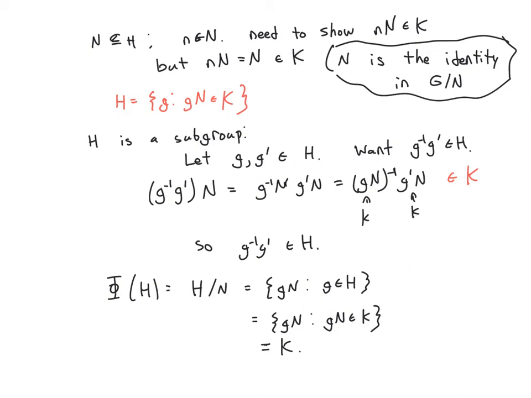So what is phi of H? It's H mod N. What is that? Well, those are those cosets Gn, where G was an element in H. So those are those cosets where what's this definition? Well, those were those cosets Gn. Elements in H correspond to cosets in K. So you're looking at those cosets that are in K. Okay, so you're looking at K. So phi is surjective. Given a K, we see this was the appropriate H.